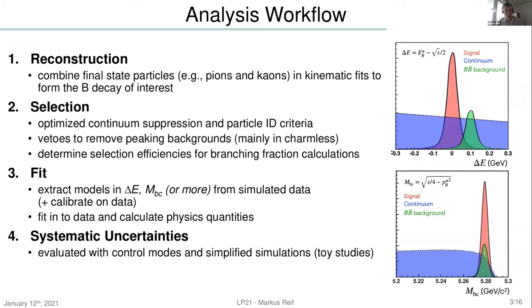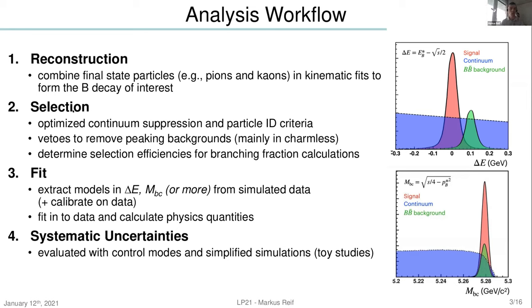This slide shows an overview of how we do analysis in those channels. We start with reconstruction. This means that we're looking for our final states of interest, so pions and kaons, and combine them in kinematic fits to form our B. When we have B candidates, then we optimize our selection.